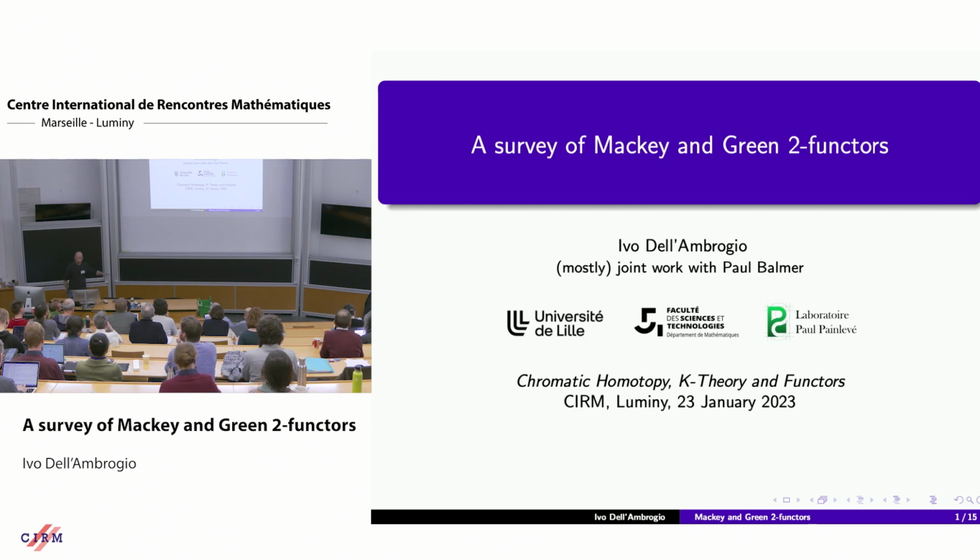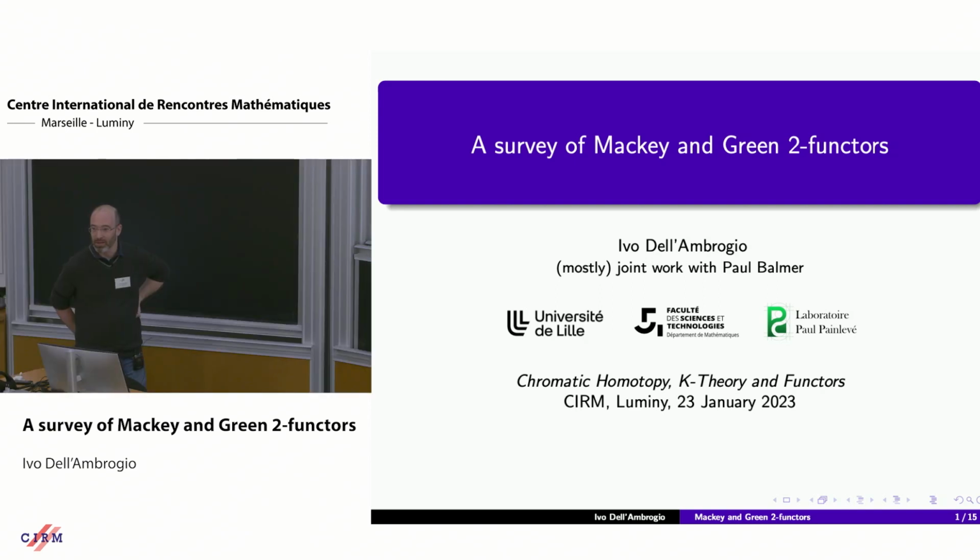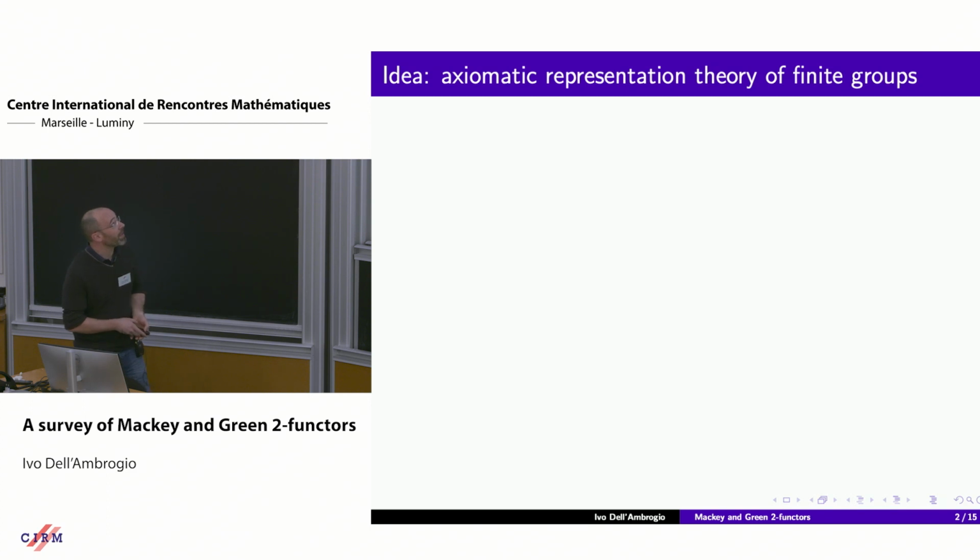So this is mostly joint work with Paul Balmer over the last maybe 5 years. If I don't say it, it's probably a joint result or a joint definition that I will mention. Occasionally, other people will pop up. And it's about Mackey 2 functors and Green 2 functors. So I will give you maybe the general idea. It's about doing representation theory of finite groups. So there will only be finite groups here, but you can extend things in many directions, including non-finite groups.